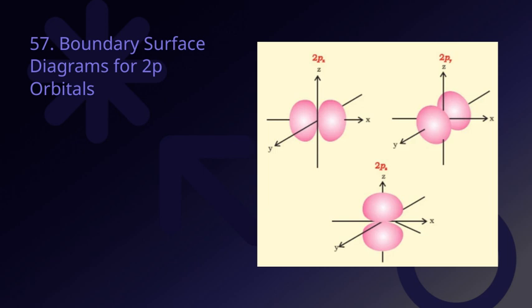For example, the 2px orbital has a lobed shape along the x-axis, while the 2py orients along the y-axis and 2pz along the z-axis. By visualizing these orbitals, we gain deeper insight into how atomic orbitals contribute to molecular geometry and bonding patterns. This understanding is fundamental as we explore how atoms combine to form molecules and how the shape and orientation of orbitals influence chemical behavior.